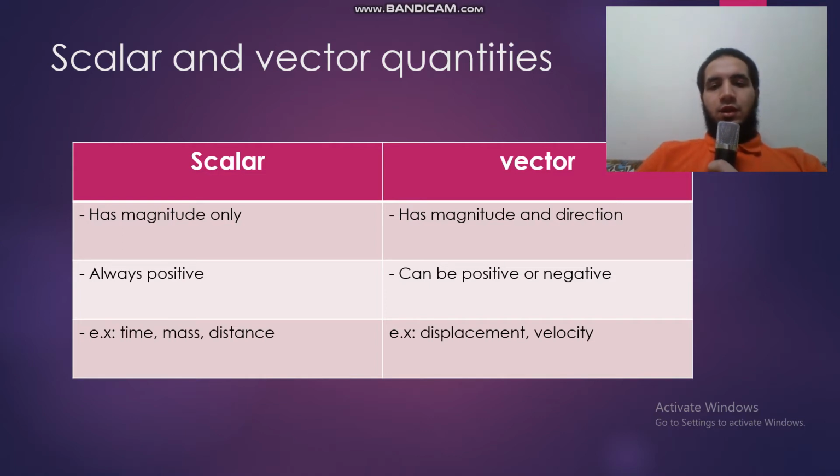But on the other hand, we have the vector quantities, which have magnitude and direction, and based on the direction, it can be positive or negative. So positive or negative signs indicate the direction of these quantities. Examples of vector quantities are displacement and velocity, and we'll be covering these concepts in a minute.